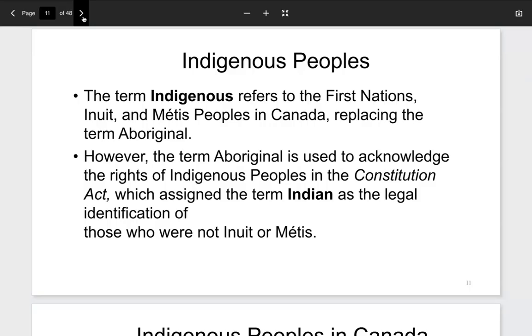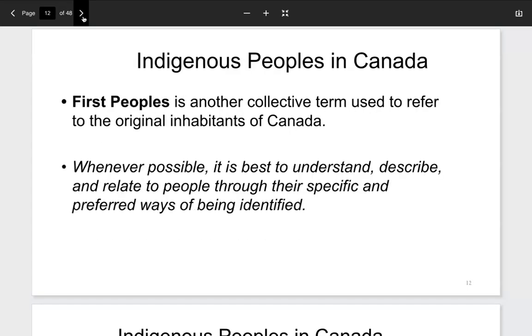And the term Aboriginal still does show up when we do acknowledge the rights of Indigenous peoples in the Constitution Act. And this term assigned the term Indian as the legal identification of those who were not Inuit or Métis. There's also another term called First Peoples. So this is a collective term that's used to refer to the original inhabitants of Canada.